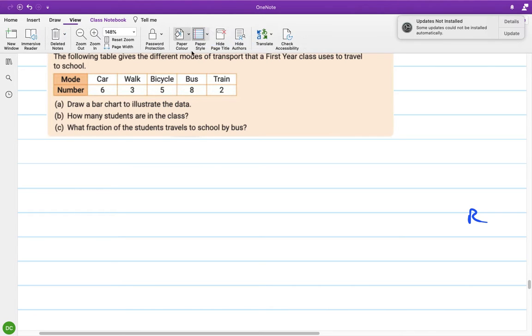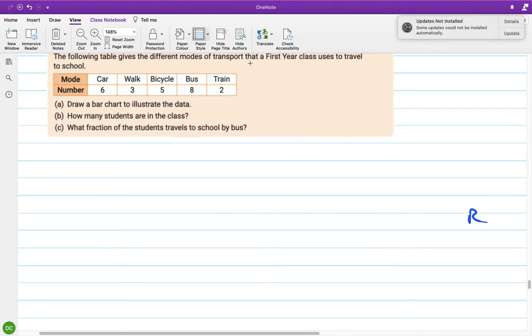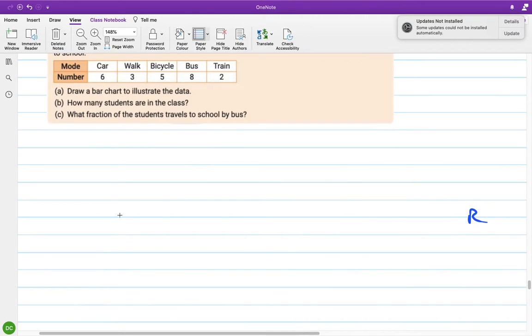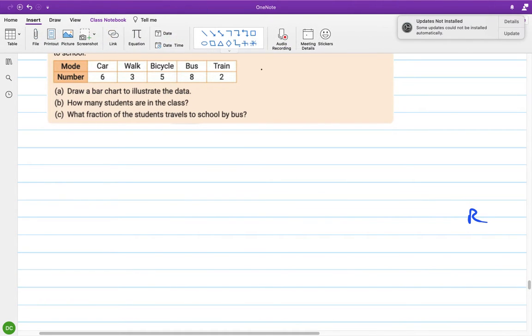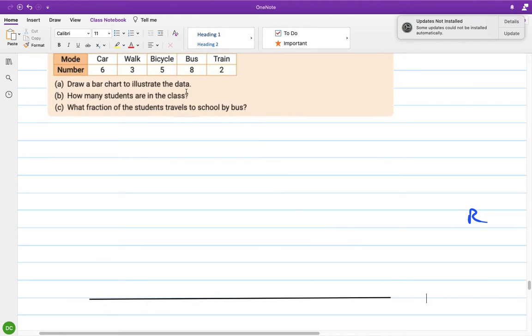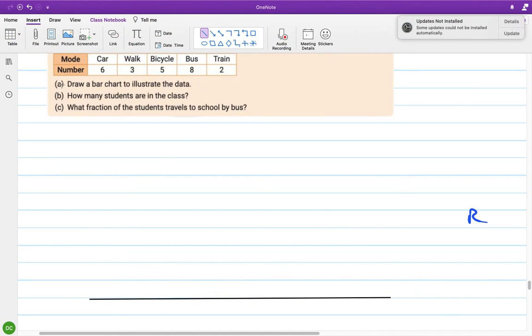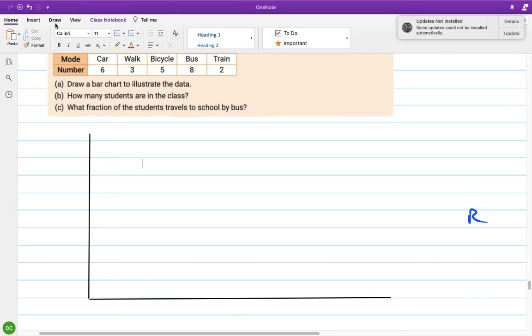I might actually just go to slightly fewer lines. Yeah. Right. So we go back to black, insert, and a line. Okay, so here I need a line across the bottom. And I also need a line up the side. Okay, so that's where it's slightly different from the line plot.